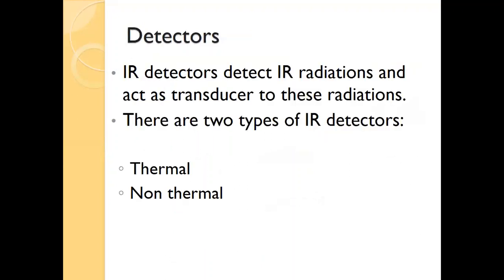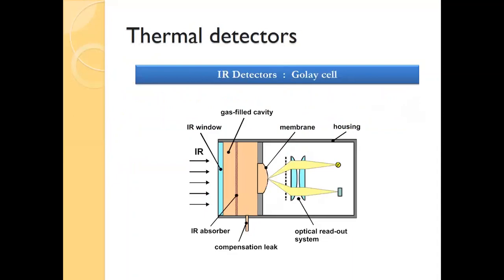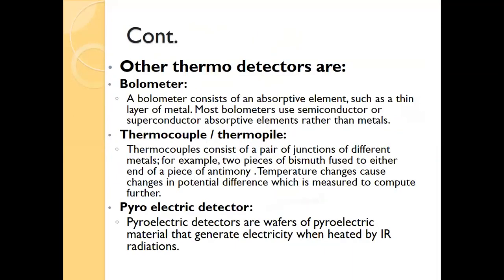What are the detectors of IR spectroscopy? IR detectors detect IR radiation and act as a transducer for these radiations. These are of two types, thermal and non-thermal. Here is the image of a thermal detector. Other thermal detectors are the bolometer, thermocouple or thermopile.